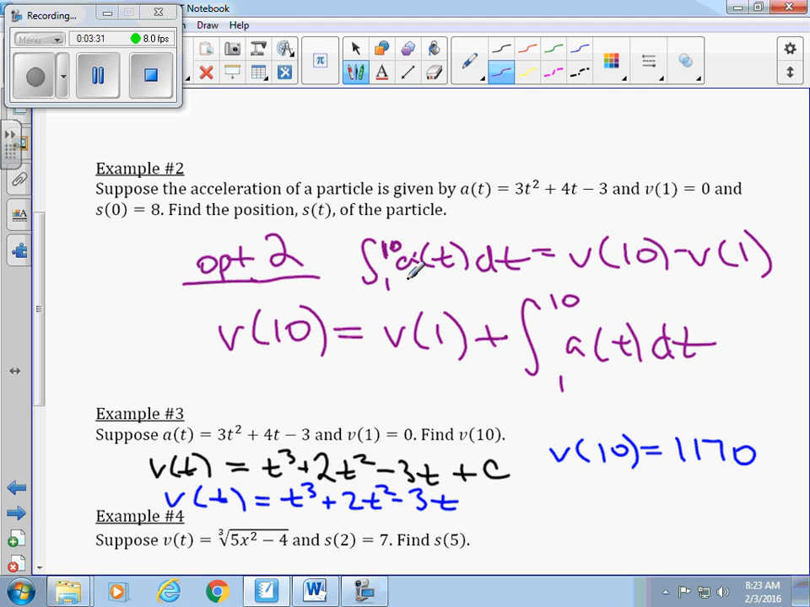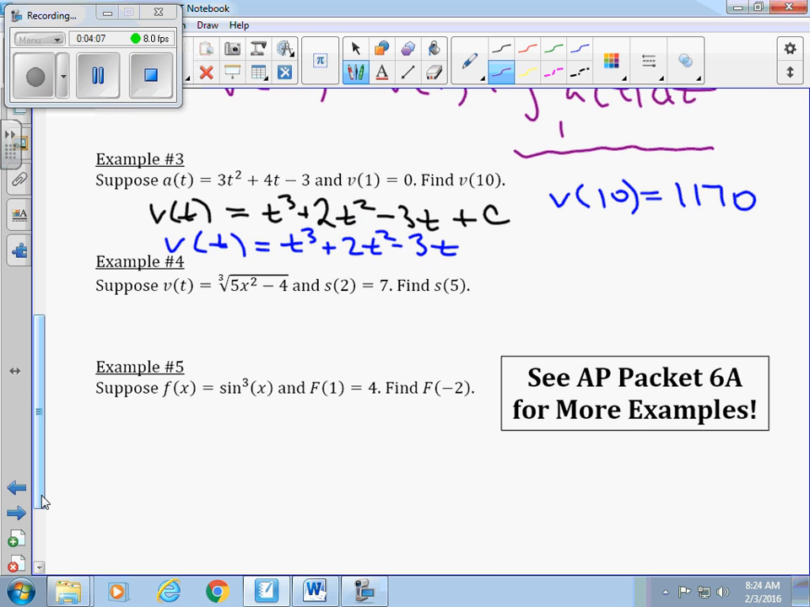Can you add the v of 1 over to find v of 10? Now, on this problem, would you want to do it this way? Probably not. But this now is something I could type in the calculator. Can your calculator do an antiderivative? This thing down here, can it tell you this equation? No. Can it do this? So, example number 4. Do you want to do that antiderivative?